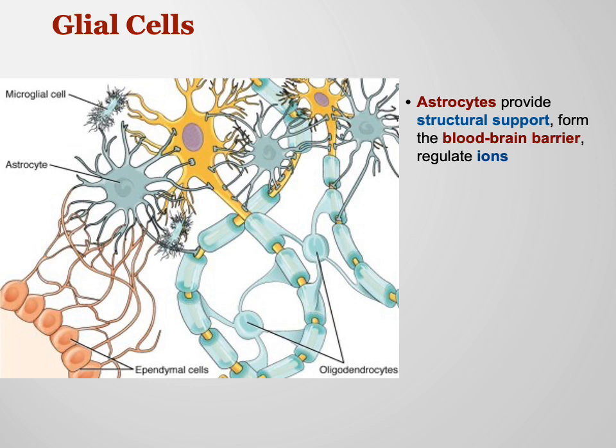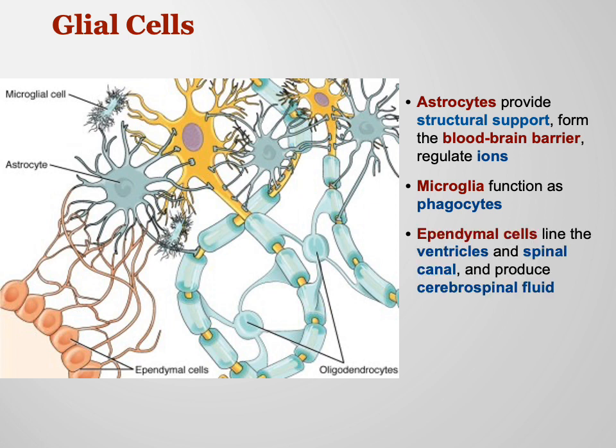So, astrocytes provide structural support, and they also are useful in helping to create the blood-brain barrier, and they also regulate ions. Microglia, again, are phagocytes. They eat up dead stuff in your brain, because remember, cells are dying all the time. You lose something like 1,000 neurons a day. Somebody's got to clean up the mess. The microglia do that. Ependymal cells line the ventricles and the spinal canal.